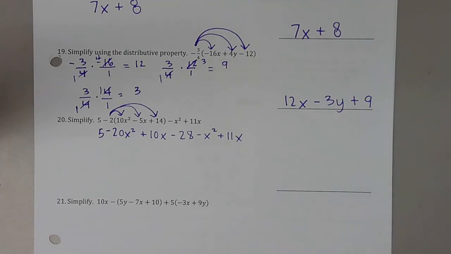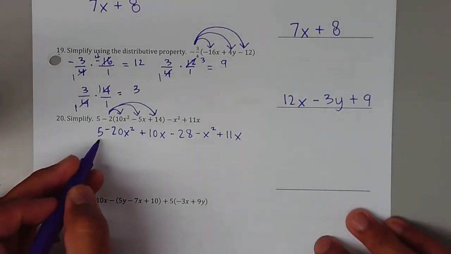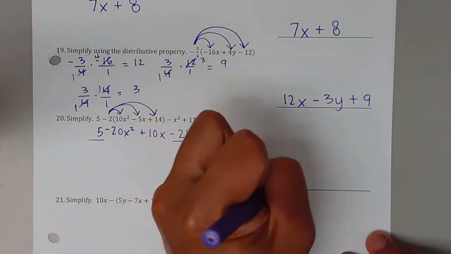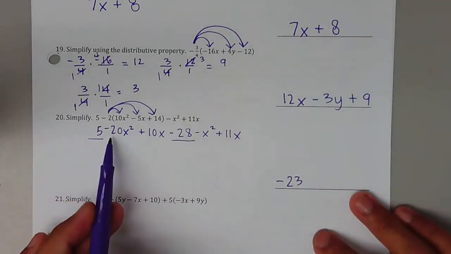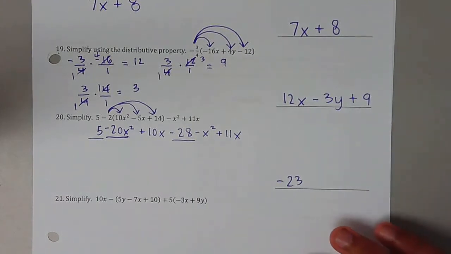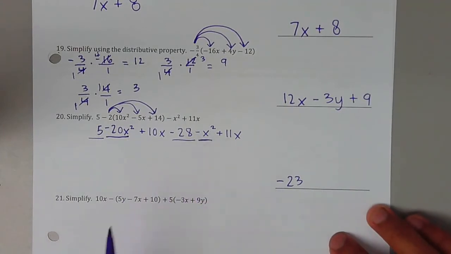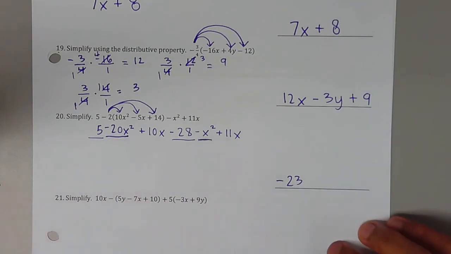All right. Now we just have to combine like terms. We don't have the parentheses, and now it's just a bunch of terms, and we need to combine like terms. So if we look at this 5 and this negative 28, we combine those to be negative 23, or minus 23. We look at this negative 20x squared, right? We need the same exponent and letter. So we have x squared. We also have x squared. So this is negative 20 minus 1.